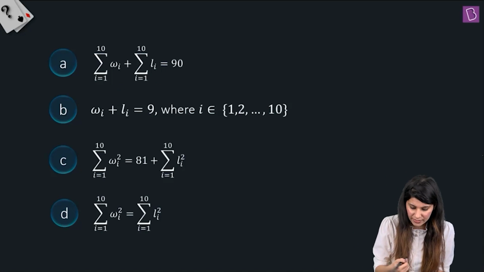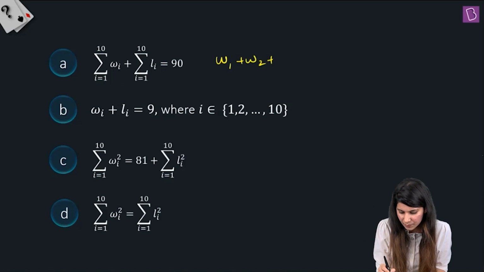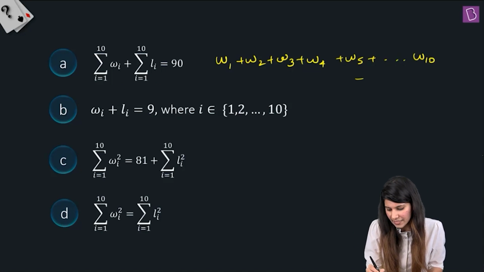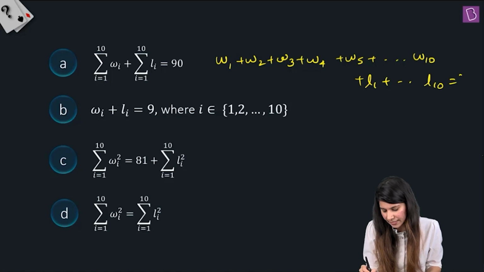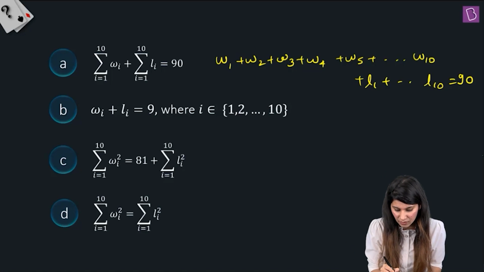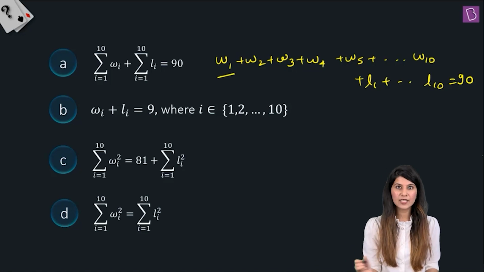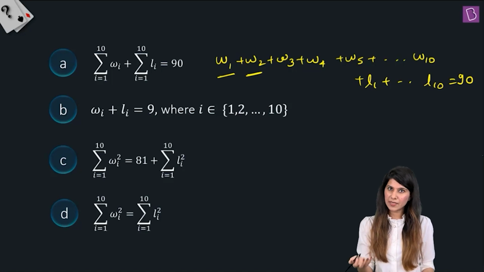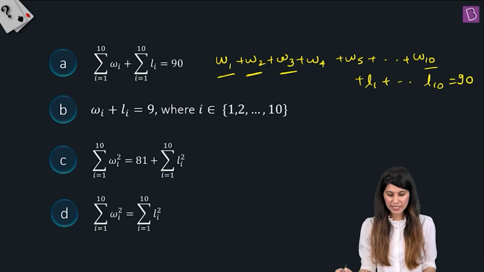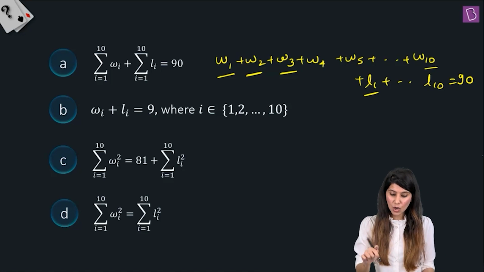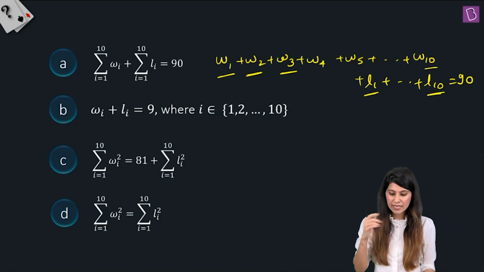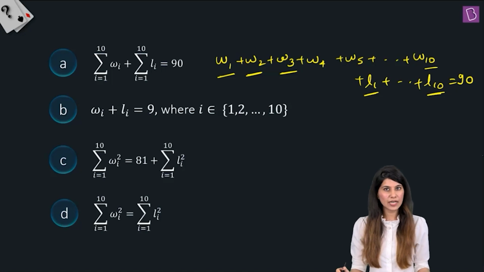So what is this actually? This is W1 plus W2 plus W3 plus W4 plus W5 and all the way up to W10 plus L1 and all the way up to L10 is 90. We need to check this number. So that simply means the number of wins by player number 1 plus the number of wins by player number 2 plus number of wins by player number 3 and all the way up to the number of wins by player number 10, plus the number of games lost by player number 1 and all the way up to the number of games lost by player number 10. Whether the sum of all is 90 or not, that we need to confirm.